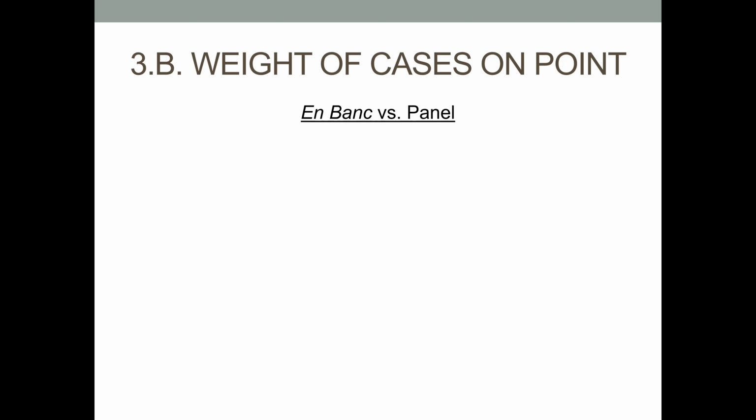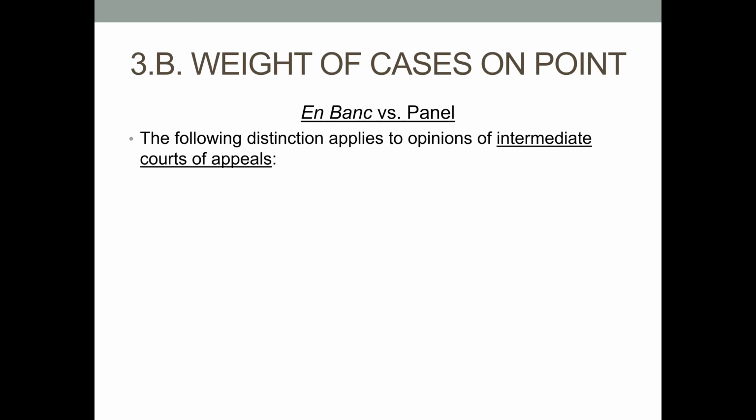Okay, now there are other characteristics of opinions that can also affect the relative weight that they can have with a particular court. Now we're going to be looking at types of opinions, not so much the type of court, but rather the type of opinion itself. And here is one distinction that applies only to opinions of intermediate courts of appeals. It doesn't apply to supreme level court opinions, but only intermediate court opinions.